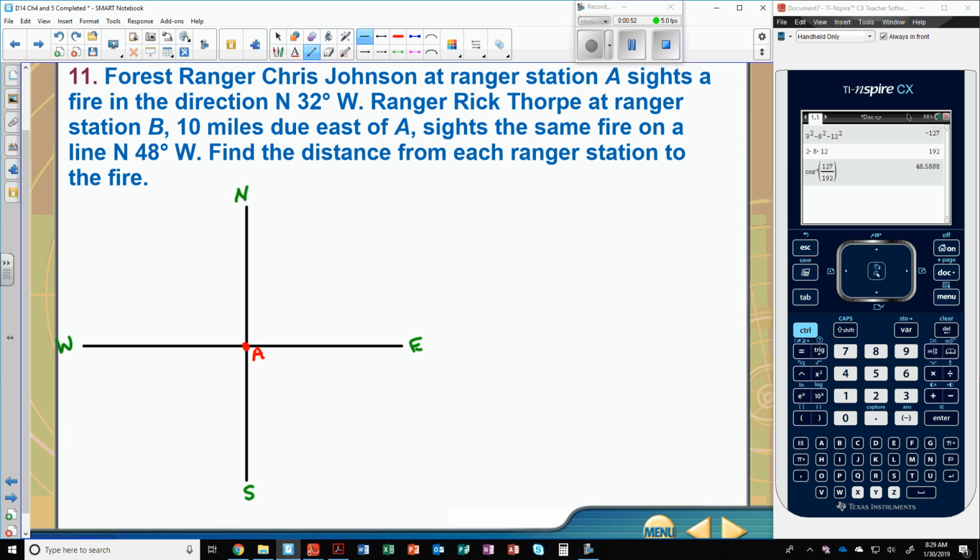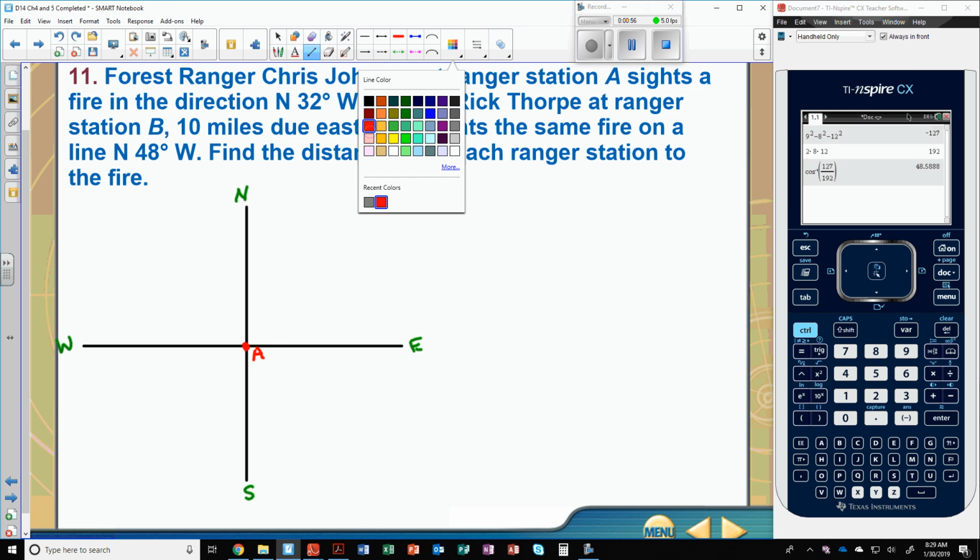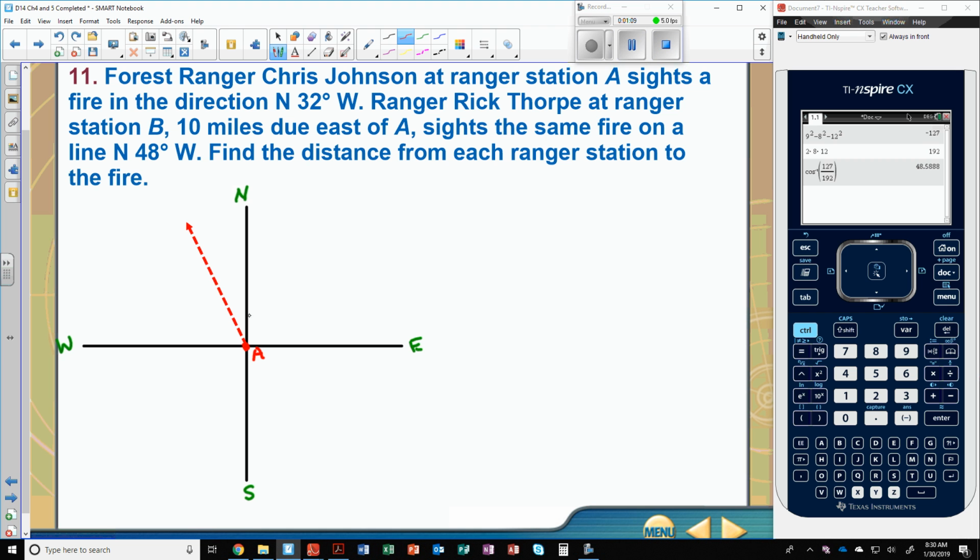Now he sights the fire at north 32 degrees west. So north, and then we go 32 to the west. So something like that. This is the line that he spots the fire. All right, so let me put this on there as that is 32 degrees there.